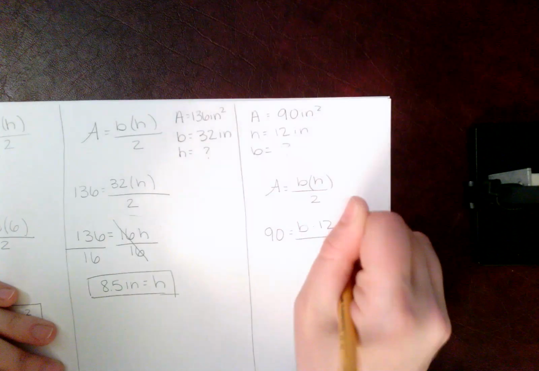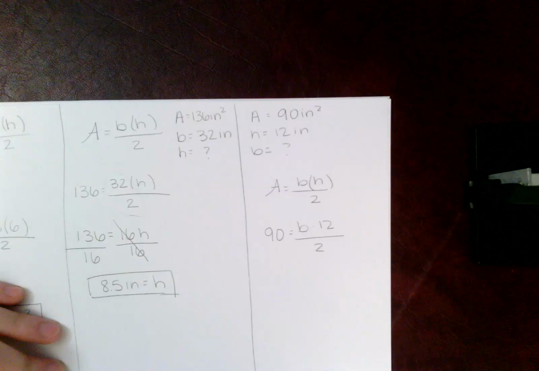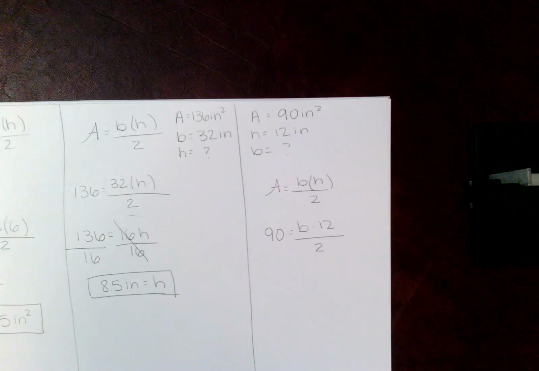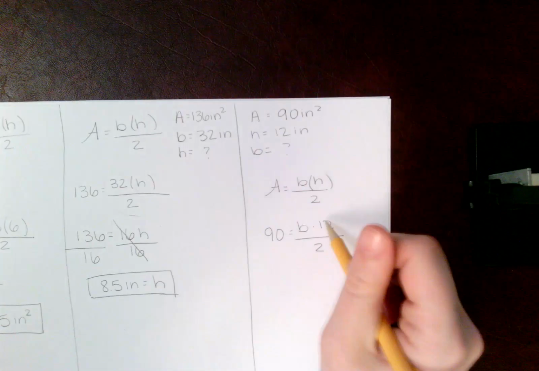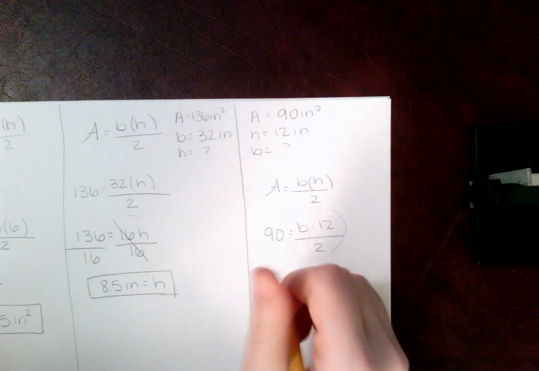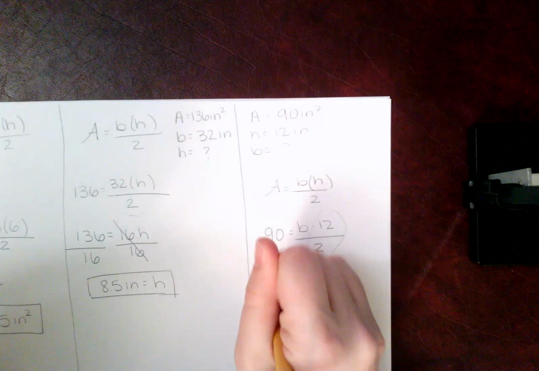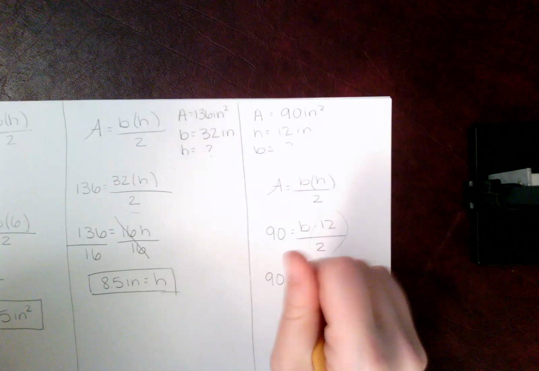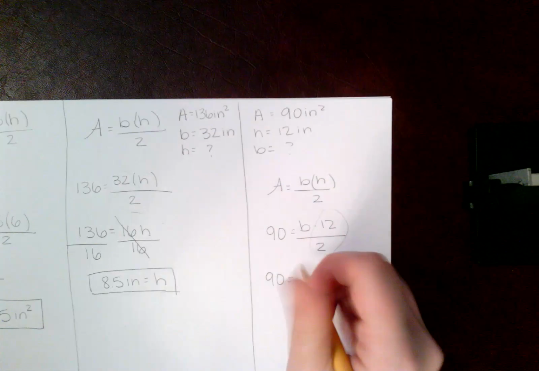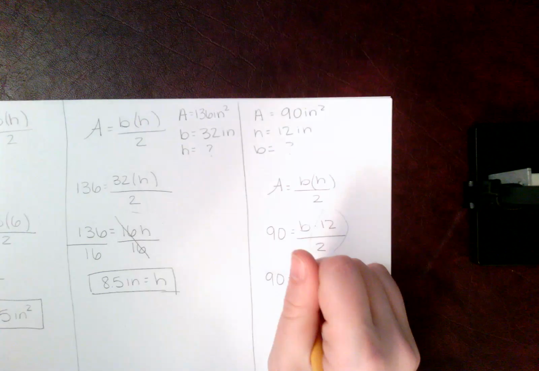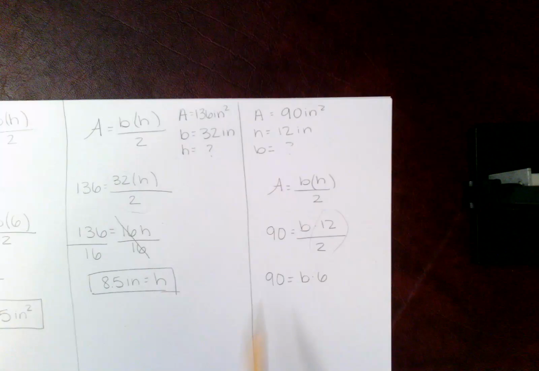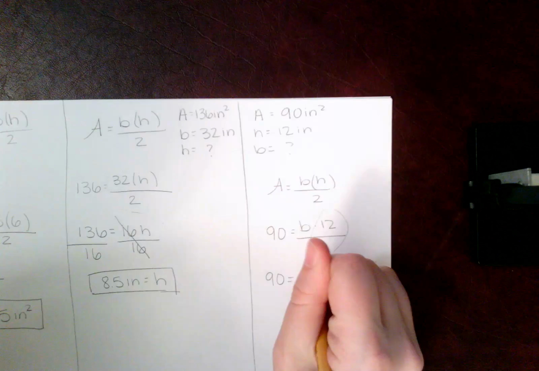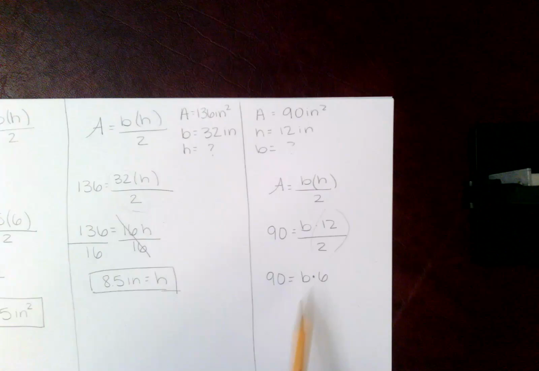Now I can't divide B by 2, but I can divide 12 by 2. So that's what I'm going to do to simplify my formula. I'm going to divide 12 by 2, which gives me 6. That gives me 90 equals B times 6. And as you can tell, that's why a lot of people like to write their variables as X, because our B and our 6 may look similar, but this is a B, this is a 6.